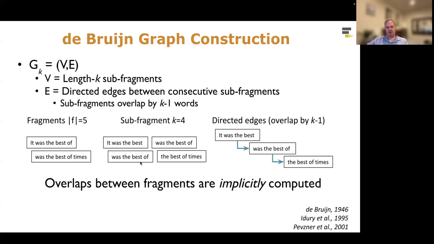Interestingly, that will take us from "was the best of" into "the best of times." So we can keep track of all these edges. Notice here, this subfragment "was the best of" is repeated in some other fragment, and that's what lets us build out this chain of how these sequences are related to each other. That's the key concept: because these subfragments can be shared, we're implicitly computing the overlaps between these fragments and hopefully building up a graph of how all those overlaps relate to each other.